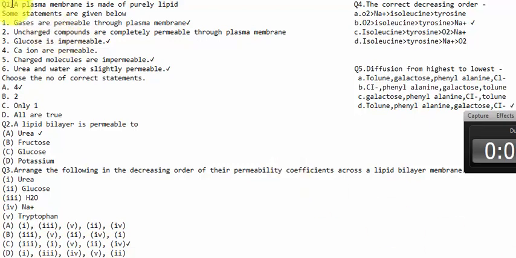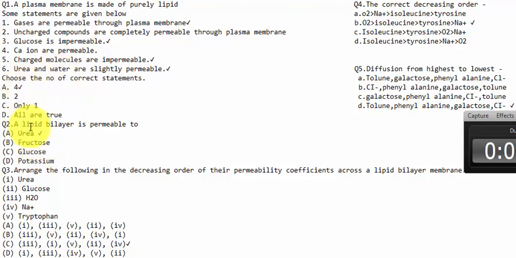The first question is, a plasma membrane is made up of purely lipid. Some statements are given below. The first statement is gases are permeable through plasma membrane. It is correct. The next is the uncharged compounds are completely permeable through plasma membrane. Glucose is impermeable because it needs a carrier protein or channel. Calcium ions are permeable. It is not true. Charged molecules are impermeable. It is true. Urea and water are slightly permeable. So statements 1, 3, 5 and 6 are correct. So the correct option is 4.